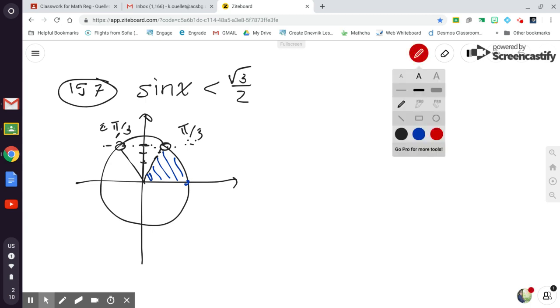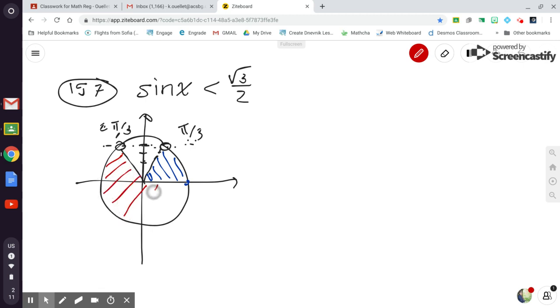And then after that, we're going to have the interval that is between pi over 3 and 2 pi over 3, that is not going to be included in our answer. And then we are going to start again. So all the values that are in this area are also in the answer. I used two different colors because basically it's going to be this interval union the red interval.